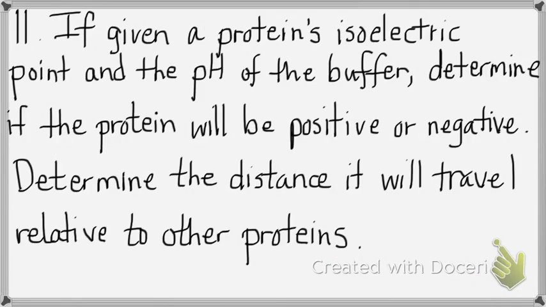Okay, still on the front, bottom table, what we did was we looked at a protein's isoelectric point, and we figured out whether the protein would be positive or negative in particular pHs. We practiced that as a class. And then we actually used a pH of 7. Now, I have here, if given a protein's isoelectric point and the pH of the buffer, determine if the protein will be positive or negative. So, again, practice this table. And then also determine the distance it will travel relative to other proteins.